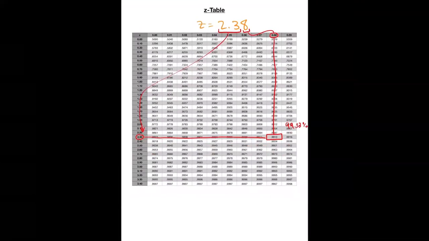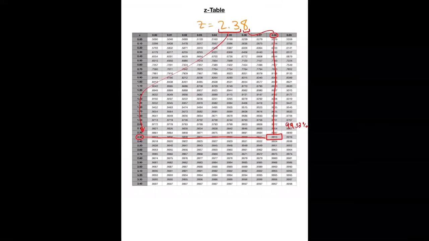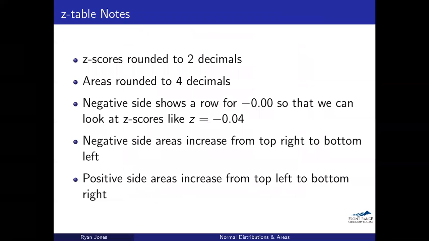So we've got the positive side of the z-table, we've got the negative side of the z-table. Just some notes on this table. Z-scores are rounded to 2 decimal places. That's a big distinction between the areas that are rounded to 4 decimal places. Now, not every z-table that you see will look exactly like that. Some people make their z-tables and they round to 3 decimals for the z-scores and 3 decimals for the areas. But here we're going to mostly deal with z-scores that are rounded to 2 decimals and areas rounded to 4. That should give you a good distinction between which is which.